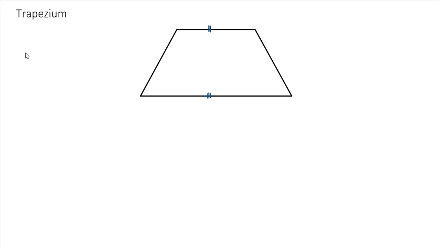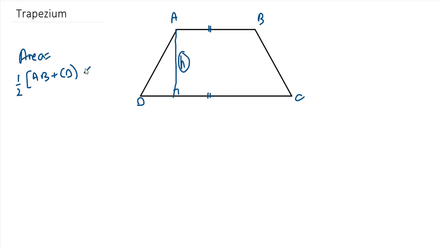What will be the area of a trapezium? Let us name this figure A, B, C and D. Now if I drop a perpendicular from the vertex A to the base DC, then this will be the height of the trapezium, which is h. Area of a trapezium is given by half into the sum of the parallel sides. So it will be AB plus CD, multiplied by the height. So this is the formula for the area of a trapezium.